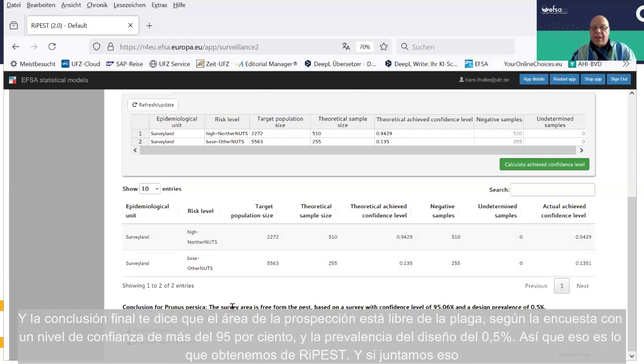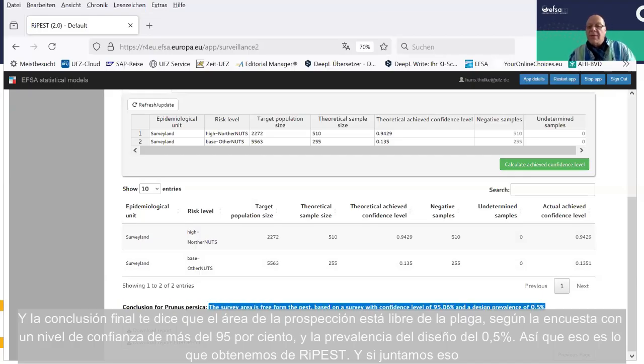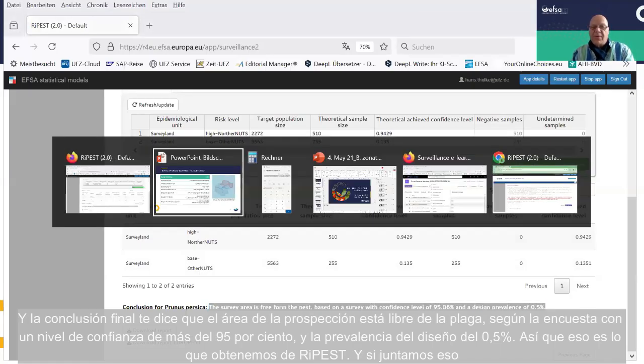And the final conclusion tells you that the survey area is free from the pest based on a survey with a confidence level of 95 point something percent and a design prevalence of 0.5%. So that's what we get from RIPEST.